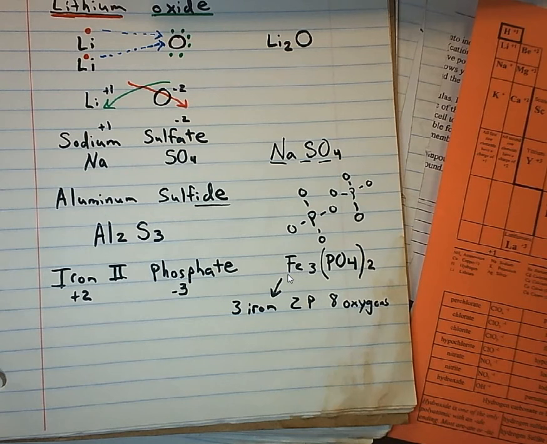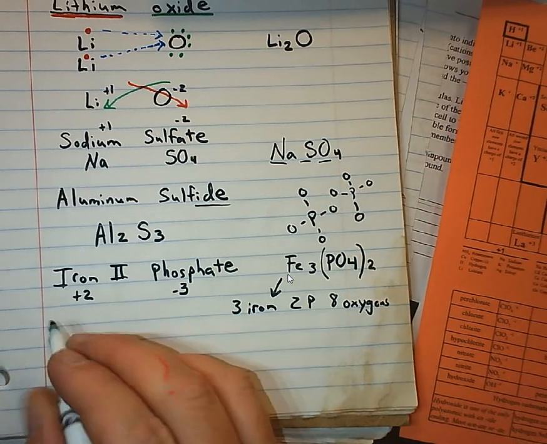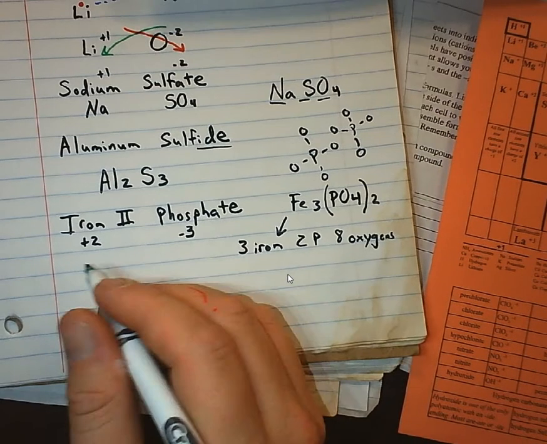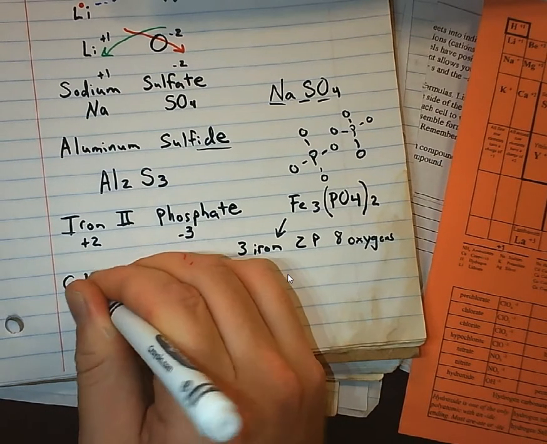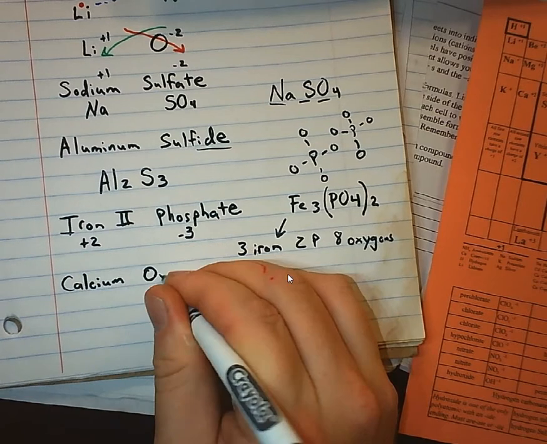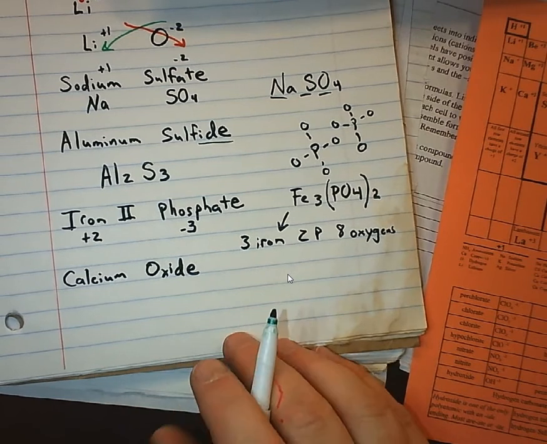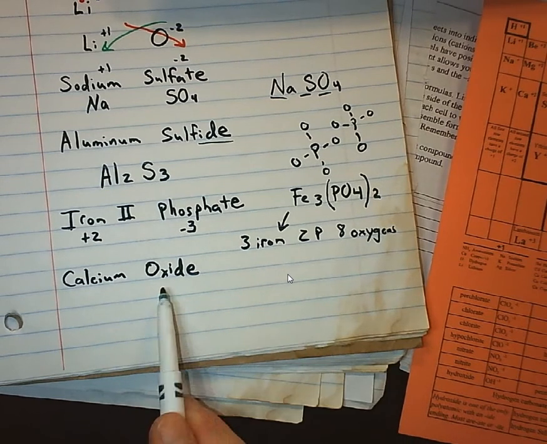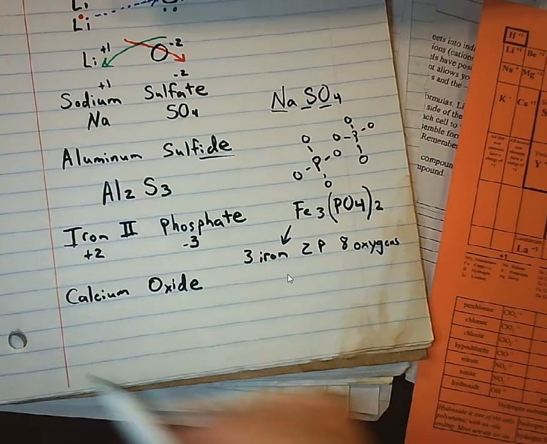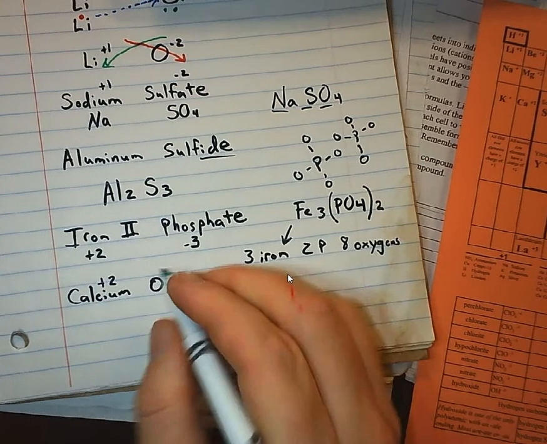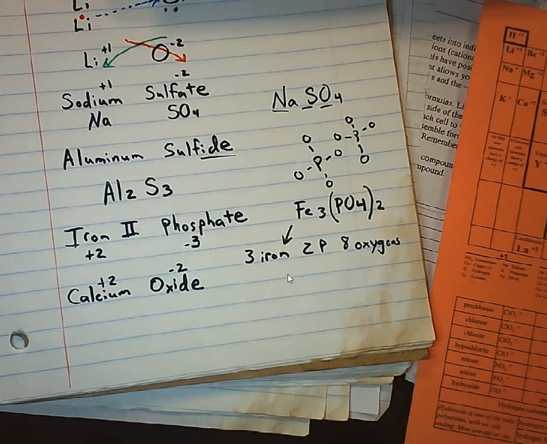Okay, let's do one more. Let's do actually one where the charges match. So let's say we're doing calcium oxide. Alright, so for calcium oxide, go ahead and look up the charge of your cation and your anion. Calcium has a charge of +2. Oxide has a charge of -2.